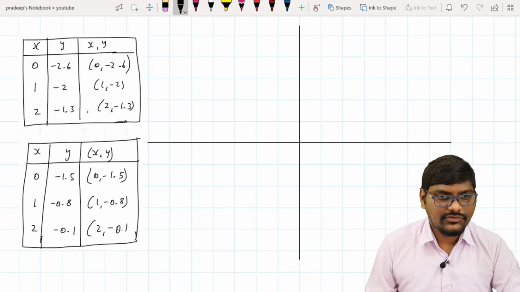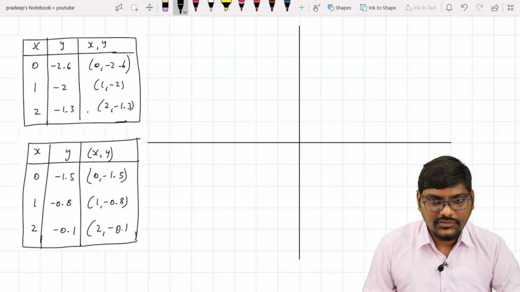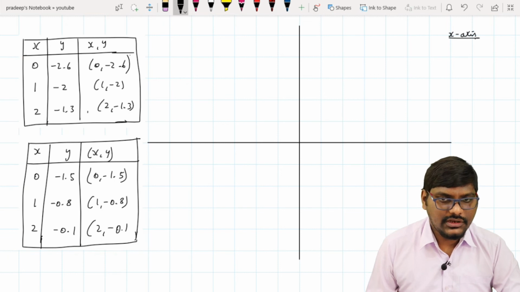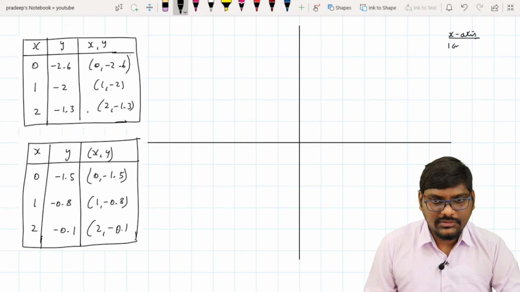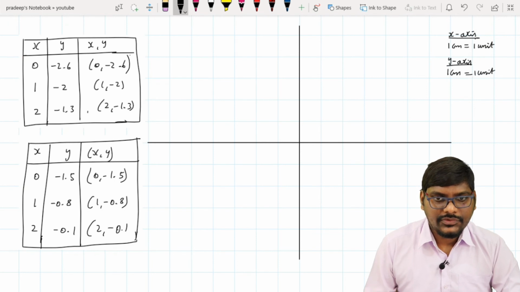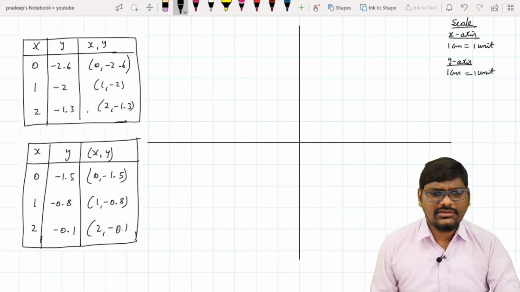So first we have to write units for the graph, that is for x-axis we have taken the scale, 1 centimeter is equal to 1 unit. Even for the y-axis, 1 centimeter is equal to 1 unit. So the scale, I will write it as a heading. Scale is nothing but this.